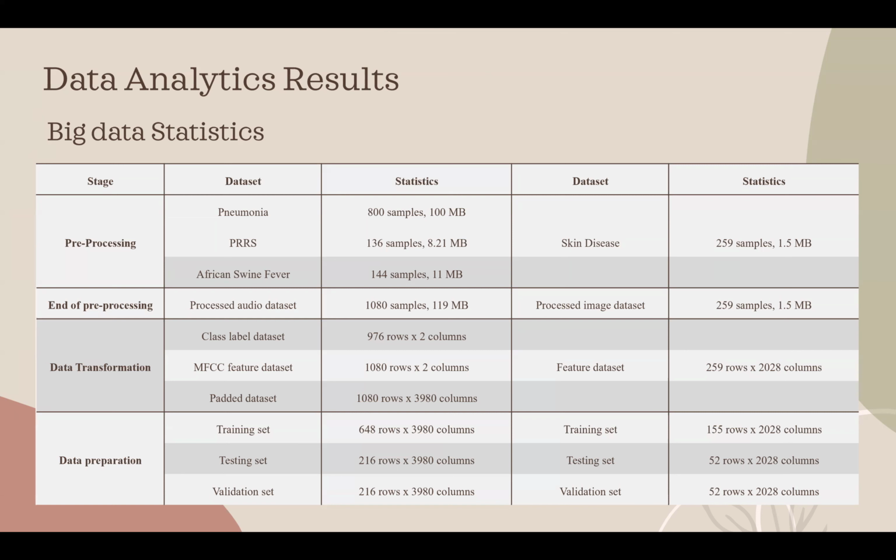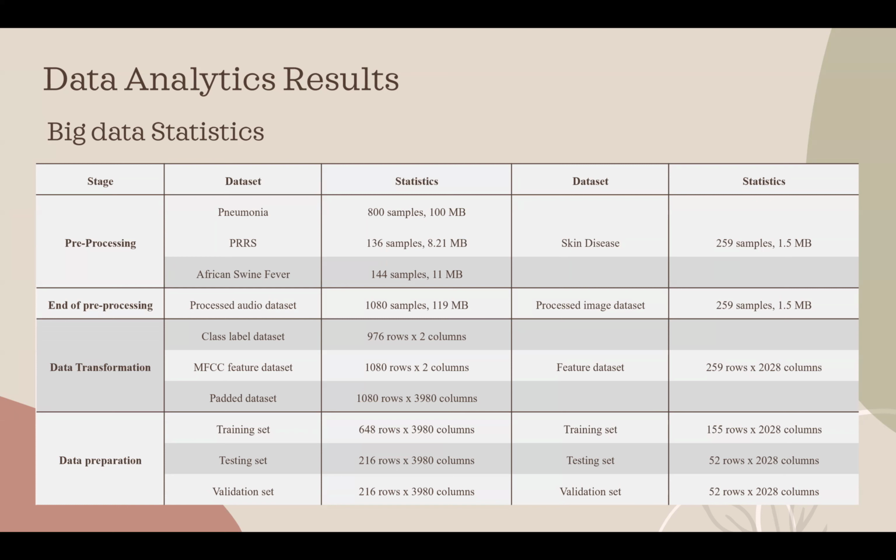Data transformation. After data transformation in the audio dataset, the class-level dataset is 974. After MFCC feature extraction, we have 180 rows and 2 columns. To enhance the data for the model to work well, we pad the data. After padding, the statistics are 1080 rows and 380 columns.